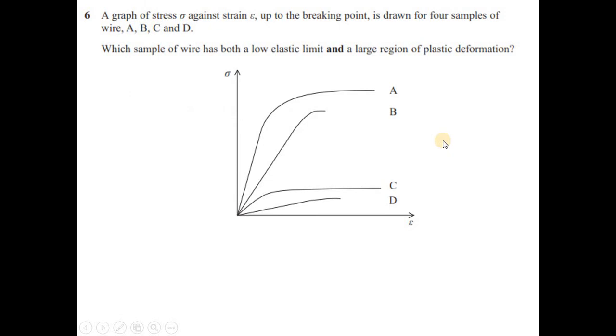Question number 6. A graph of stress against strain up to the breaking point is drawn for 4 samples of wire A, B, C and D. Which sample of wire has both a low elastic limit and a large region of plastic deformation? So lower elastic limit is all about gradient, and large region of plastic deformation is all about area under the graph.